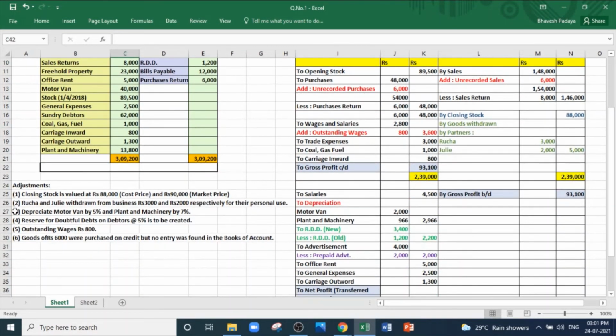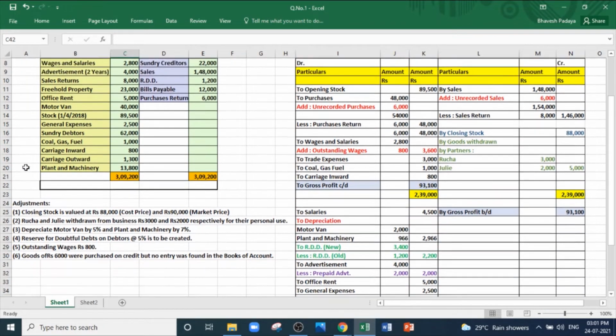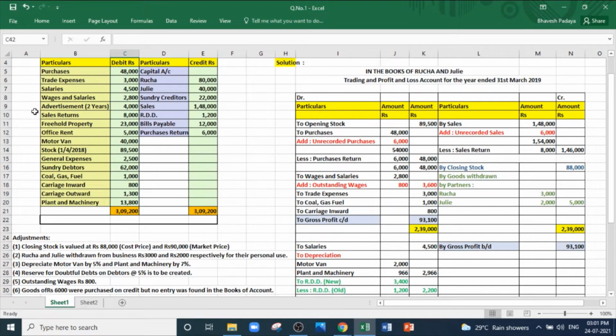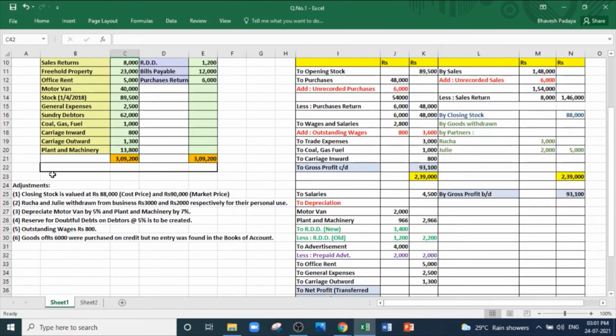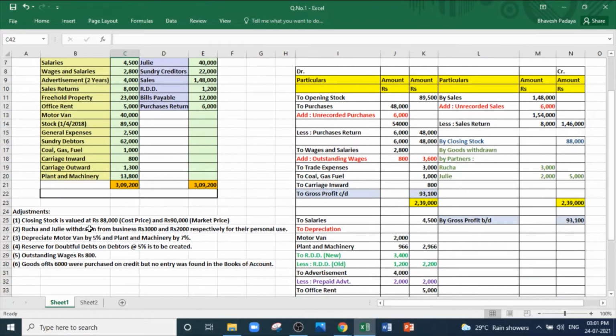After this, you have to read the adjustments. When you see that there is a hidden adjustment, tick over here so that you keep space for the adjustment. Closing stock valued at 88,000, which is the cost price, and 90,000 is the market price. Whenever you are given two amounts for the closing stock, whichever is lower, 88 or 90, 88 has to be taken into the trading account.